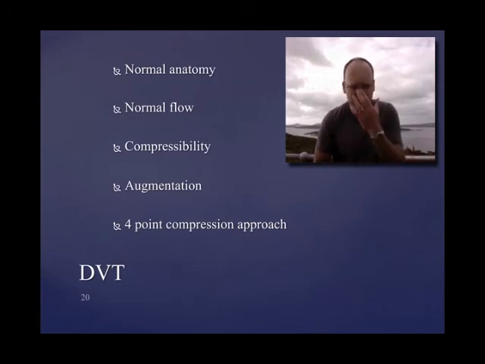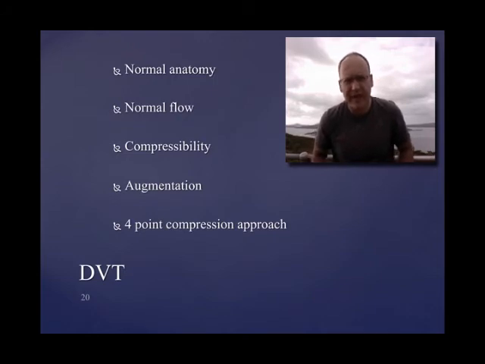And the 4-point compression approach is a relatively quick and effective one. You don't want to spend half an hour looking for a DVT in a patient who's critically ill, but if you just look at the level of the groin at the common femoral vein and at the popliteal vein, there's a relatively high chance that you will find a DVT if it is present. Having said that, obviously it may have broken off.